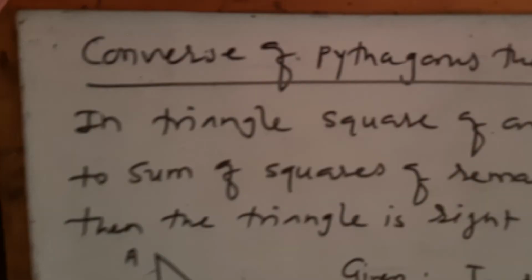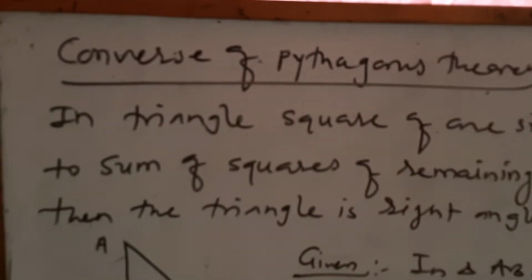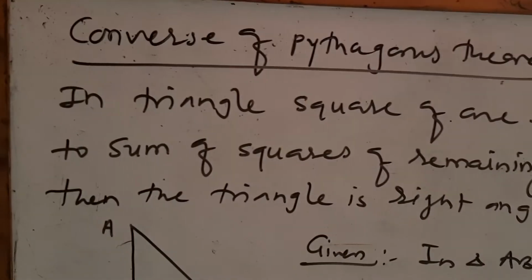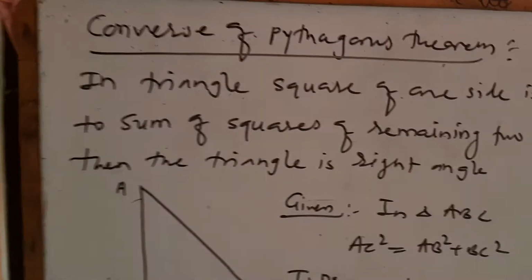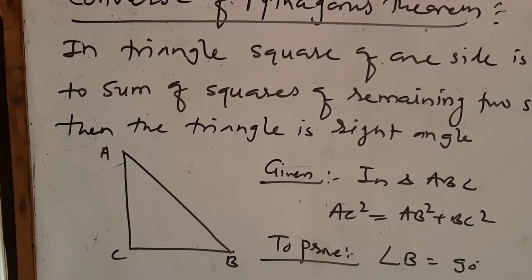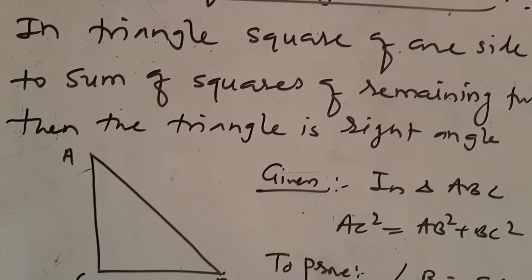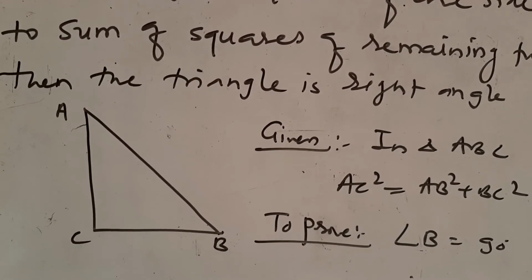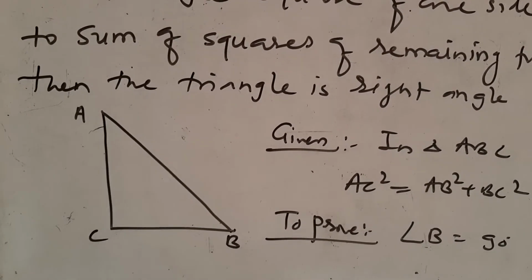Really simple one. Converse of Pythagoras theorem. In a triangle, if the square of one side is equal to the sum of the squares of the remaining two, then the triangle is right angled. So we only have to use that statement.